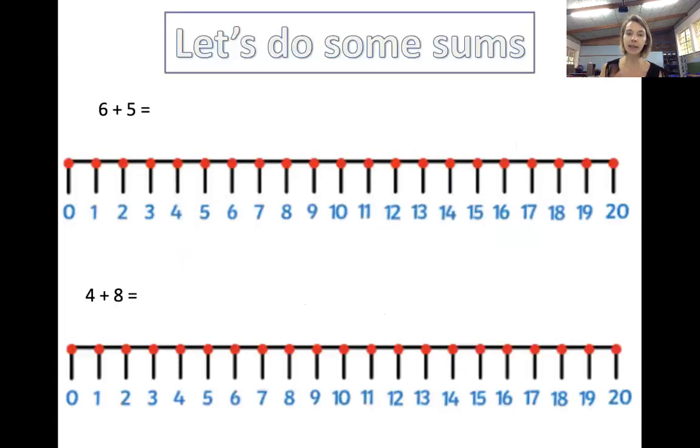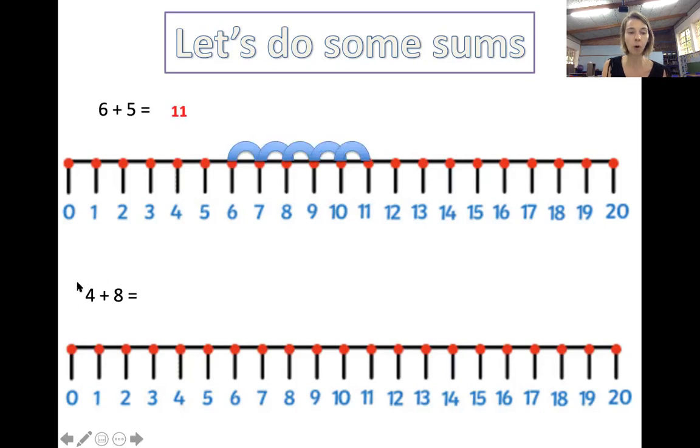Okay, so let's see, how can we use number lines to help us doing our sums? Well, here we've got a number line from 0 to 20, and our sum is 6 plus 5. Now, I always like to say that this first number, 6, is the number that you are going to start on, and 5 is the number that tells you how many times to hop. So we start on 6 and we're going to hop 5 times. 1, 2, 3, 4, 5, and therefore we get our answer of 11.